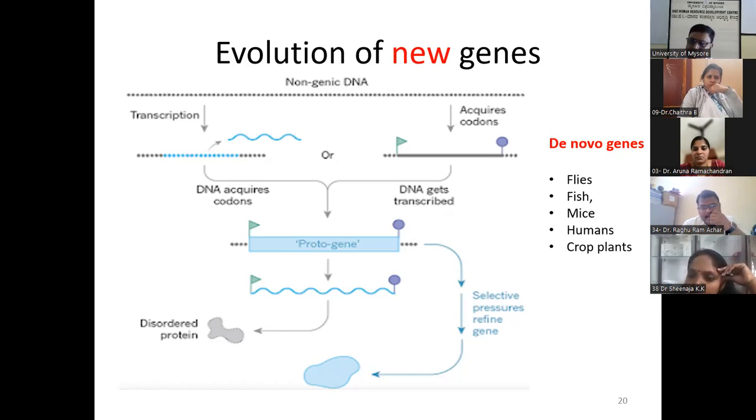We all know in biology, a gene can only evolve from a pre-existing gene. A structure can evolve only from a pre-existing structure. A species can evolve only from a pre-existing species. Nothing can be created de novo. We all know that, right?